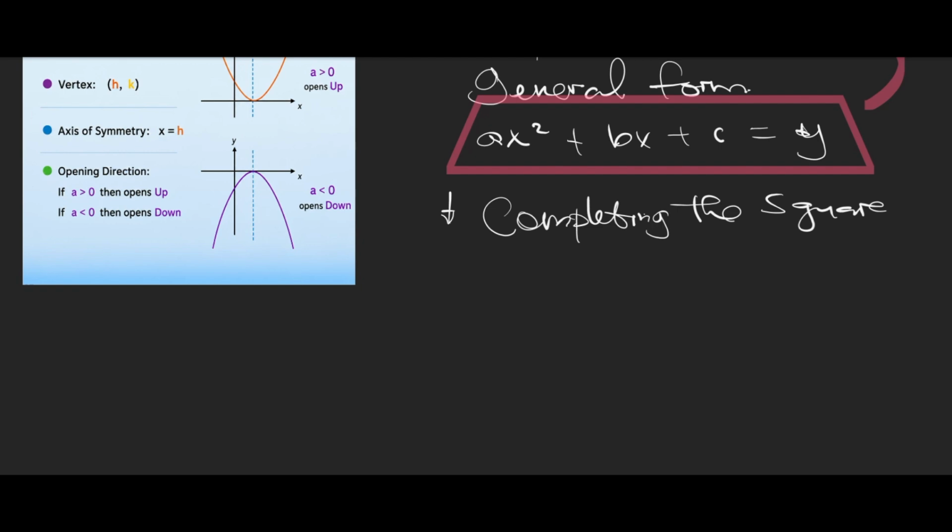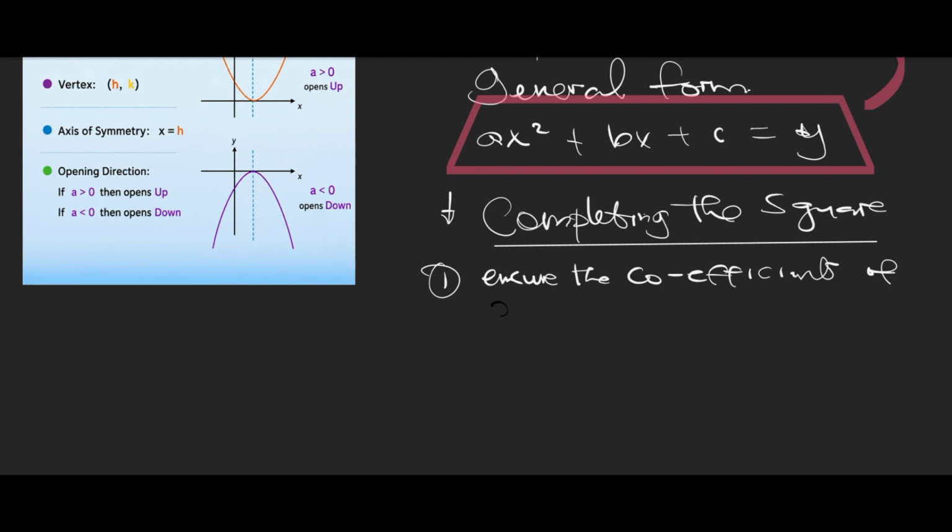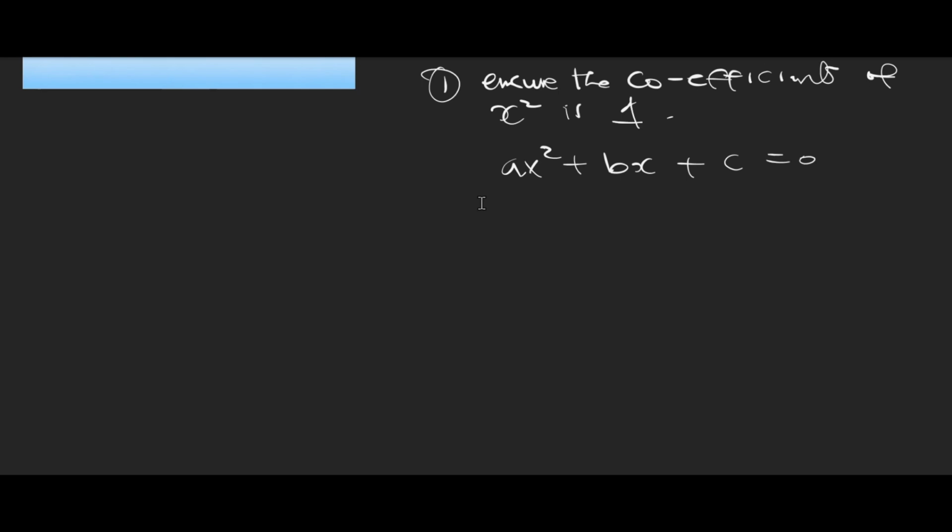For this one too, you just need to understand a few things, because when you complete the square, there are a few steps you have to follow. So step one, you have to ensure the coefficient of x squared is 1. For example, I have the equation ax squared plus bx plus c is equal to 0. So I'll have to find a way to get rid of the a by dividing it all the way through. So a will cancel out there, and I'll be left with x squared plus b all over a of x plus c all over a.